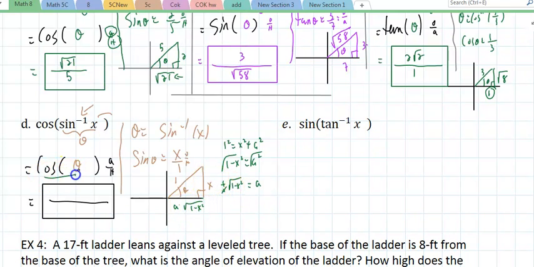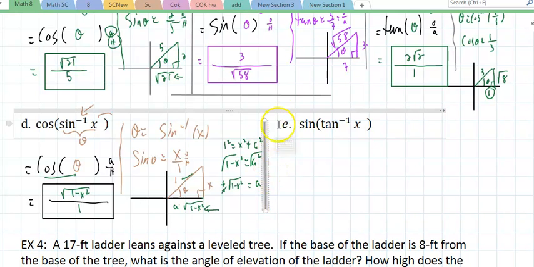And I want the cosine. Cosine is the adjacent over the hypotenuse. And that's my answer. I know it's unpleasant, but it's a must. This is something that you really need to get out of the way.